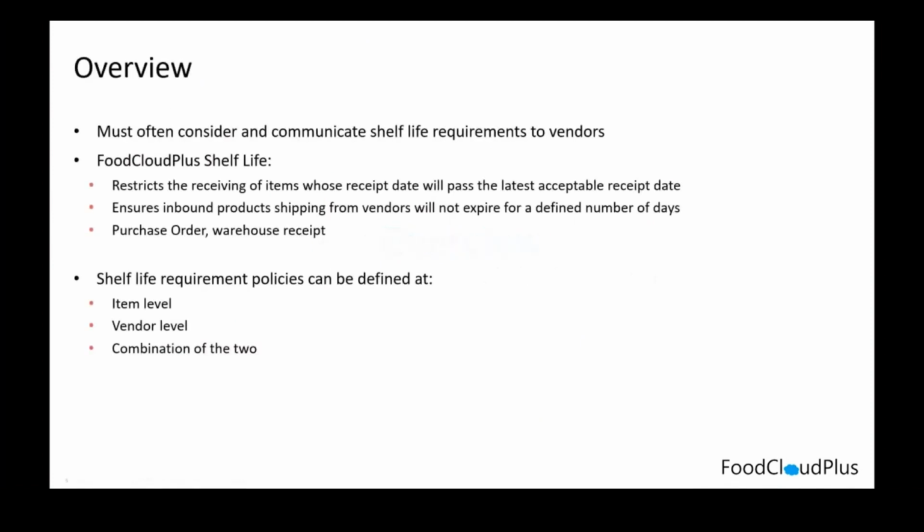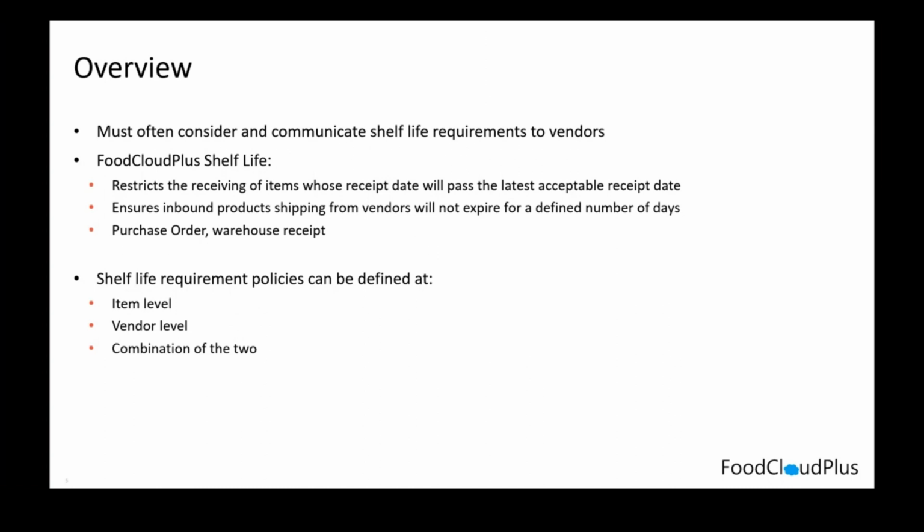While purchasing items from vendors, food companies must consider and communicate their shelf life requirements to their vendors. This is to avoid inadequate products, customer dissatisfaction, returns, and lost sales and payments. Food companies must ensure that the items they receive from vendors meet their internal shelf life requirements.